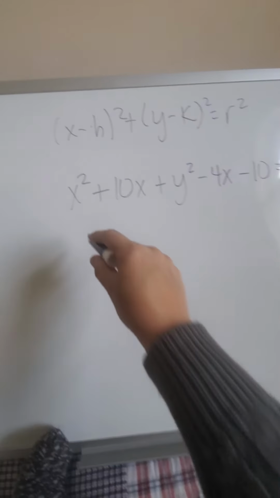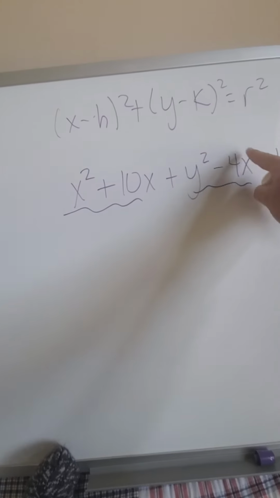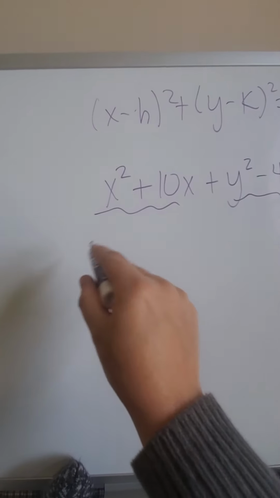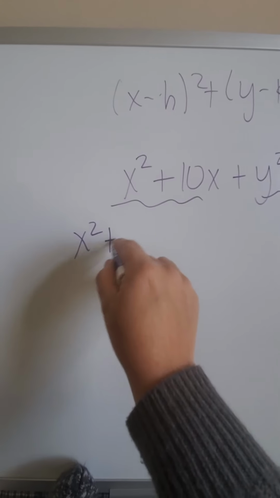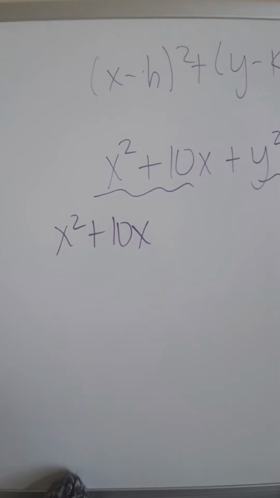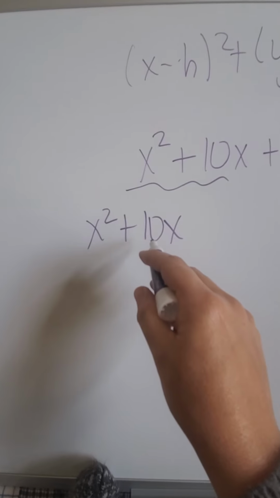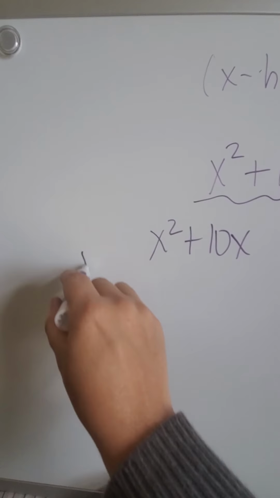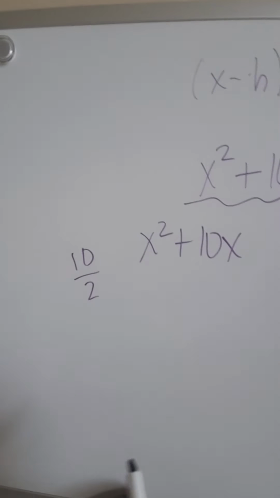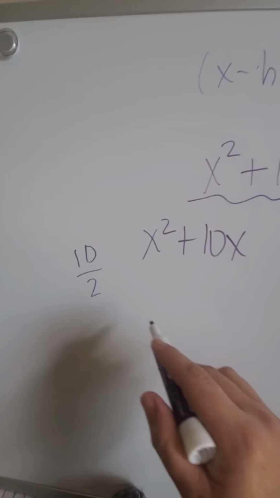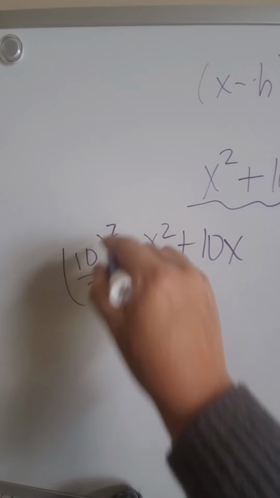So I'm going to separate these a little bit. Oops, I'm sorry, I meant to make that a y, not an x. That was my fault. So let's focus just on this one first, x squared plus 10x. Some of you might remember completing the square, but I'm just going to show you real quick. All I have to do is take the number in front of x, 10, and divide it by 2. That's 5, and if I square it, it becomes 25.